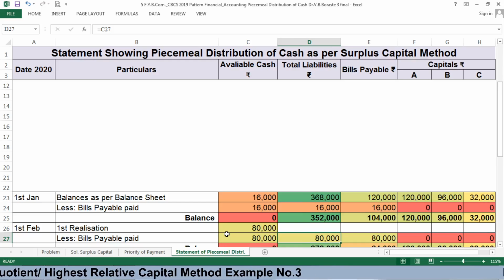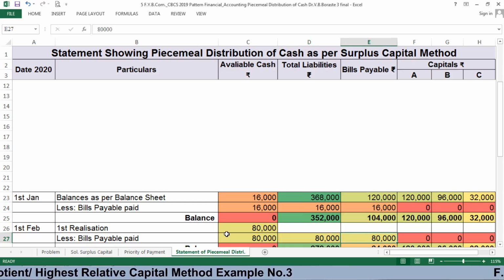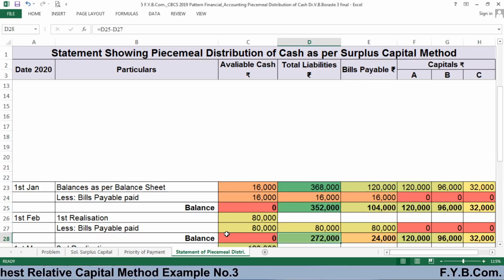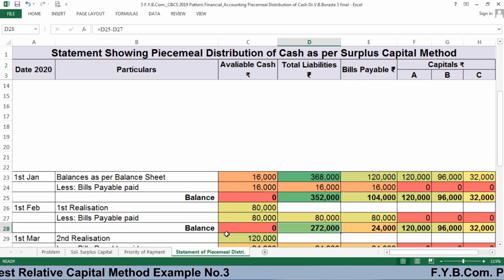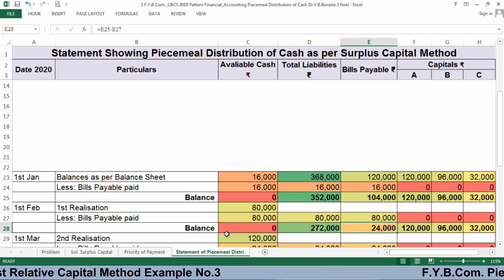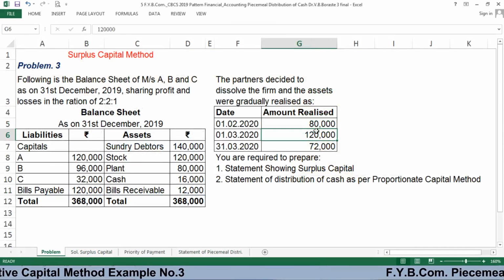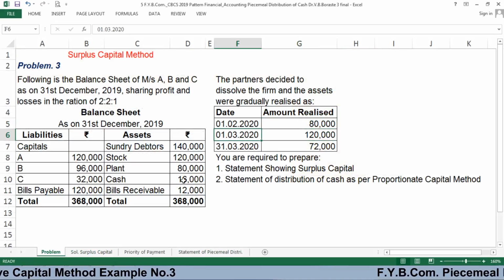Here cash and total liability are reduced by 80,000, and bills payable will be reduced by 80,000, and we are not paying any amount to the capital holders. So after payment of bills payable, our balance will be: cash 0, total liability 2,72,000, and bills payable still remains 24,000. So in the next realization we will pay 24,000 to bills payable. Next realization is 1,20,000 on 1st of March.